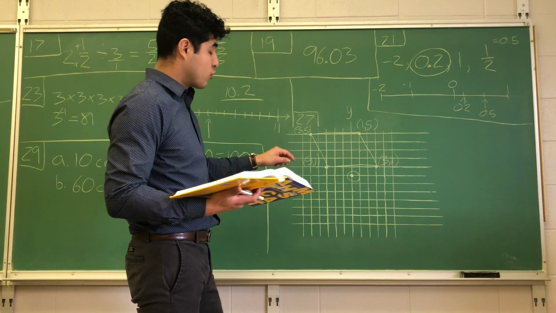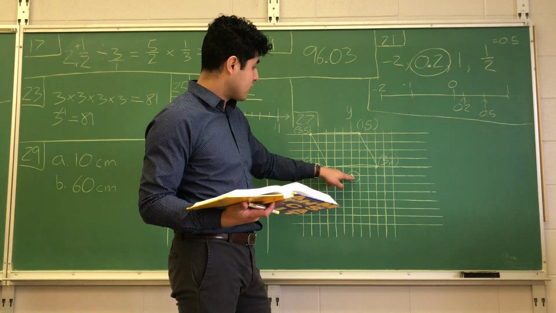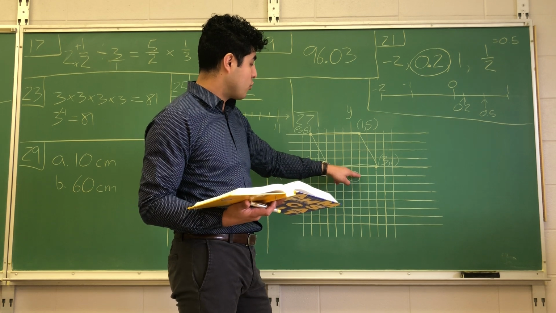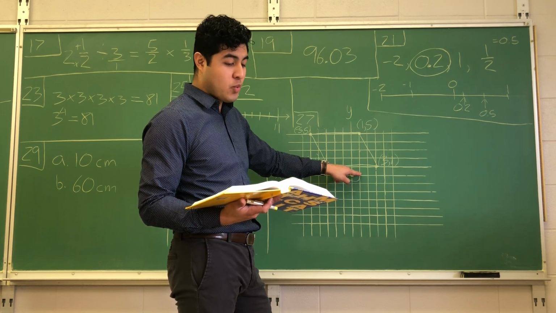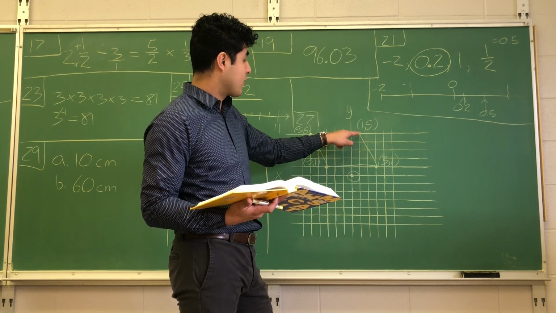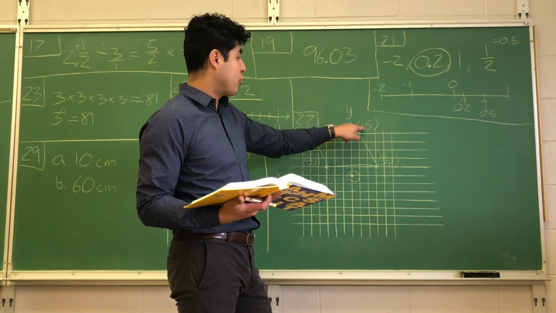Then I go on to my next one, 1. So I count over 1 place to the right, which represents my positive number, so 1. I go over 1, and then the y is 5. So I go 1, 2, 3, 4, 5. And I plot my point, 1, 5.